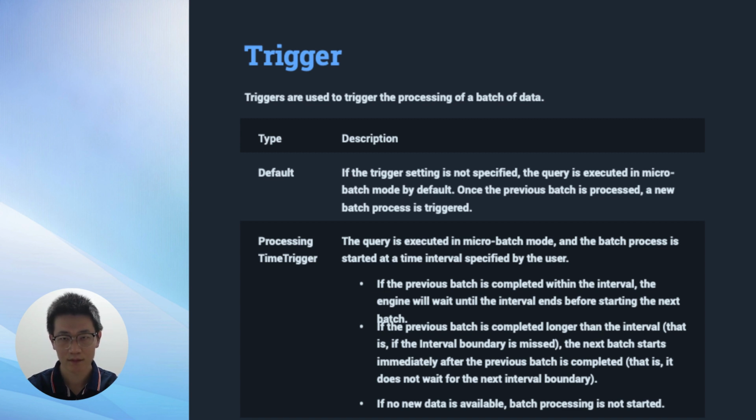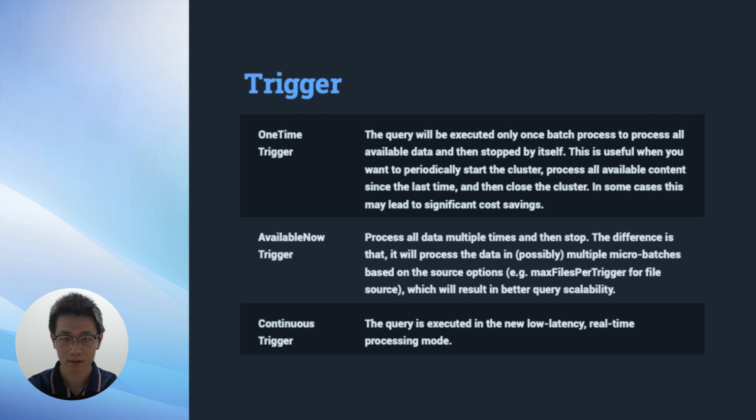But if during the current batch's processing there's no data arriving, then there's no need to execute batch processing for that batch. And there's one more type, which is the one-time trigger. As the name suggests, it's executed just once. In other words, it retrieves all the data from the data source, then processes the data all at once. Essentially, this is more like batch processing.